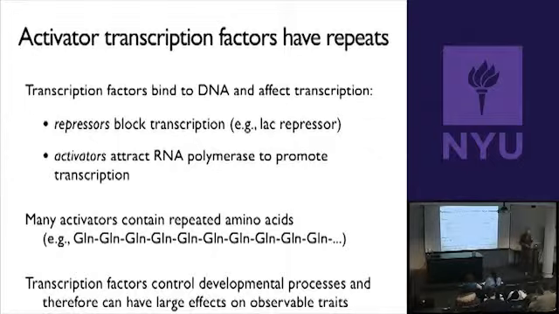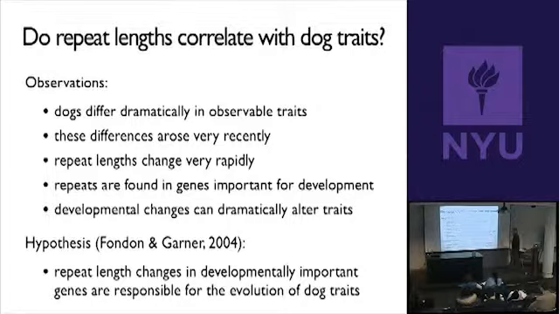Okay, so, back to dogs. Here are the observations about dogs. First, the reason we're studying them is that they differ dramatically in observable traits. We know these differences arose very recently, in the last few thousand years. We know repeat lengths change very rapidly, so maybe this is the type of mutation that's relevant to these differences. We know that these repeats tend to be found in genes important for development, so that again lends credence to the idea that a simple mutation in one of these genes can actually cause a big difference in how the animals look.